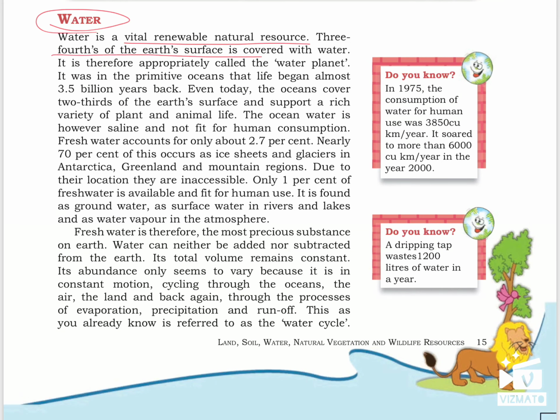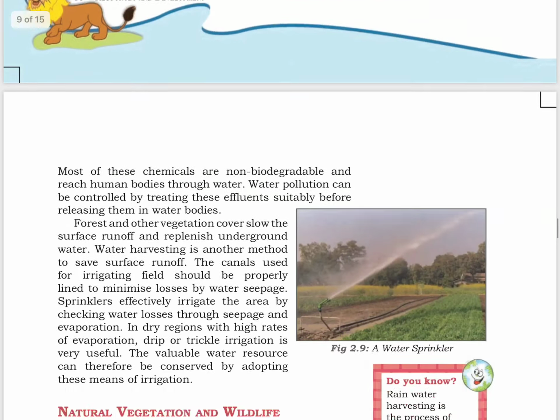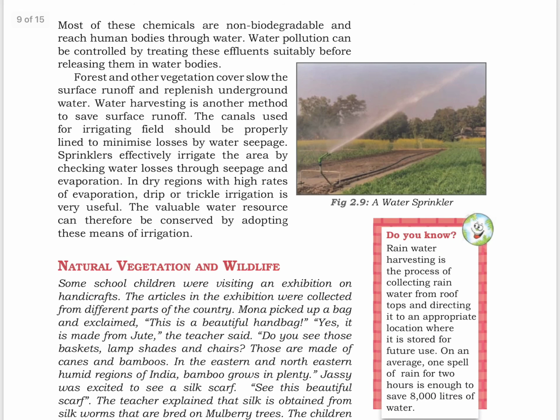So, how to conserve the water? Let's see. Discharge of untreated or partially treated sewage, agricultural chemicals and industrial effluents in water bodies are major contaminants. They pollute water with nitrates, metals and pesticides. Most of these chemicals are non-biodegradable and reach human bodies through water. Water pollution can be controlled by treating these effluents suitably before releasing them into water bodies.